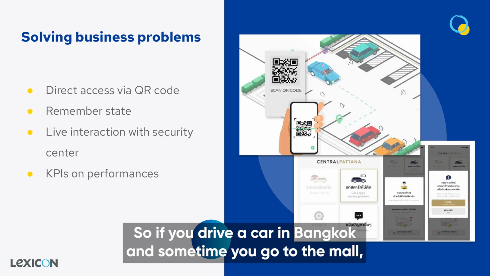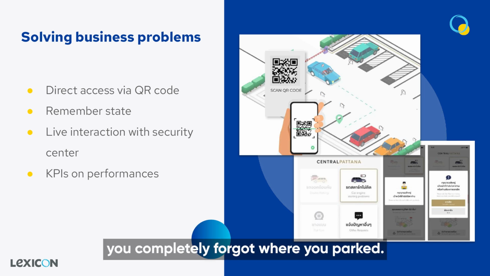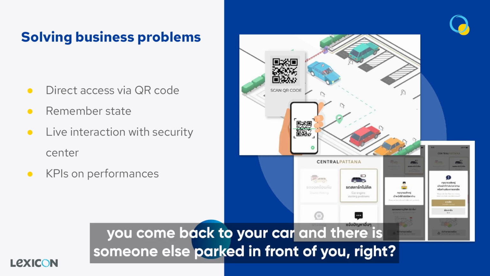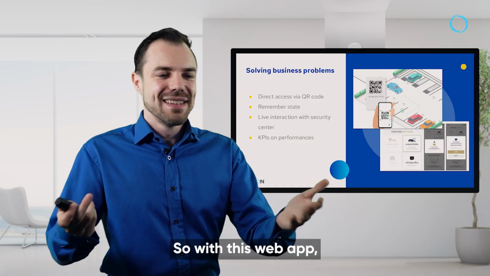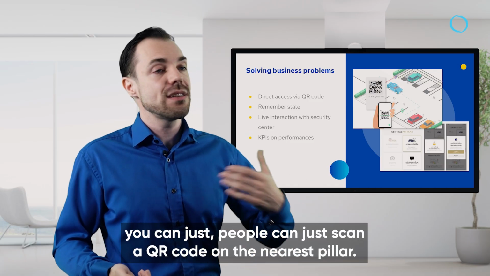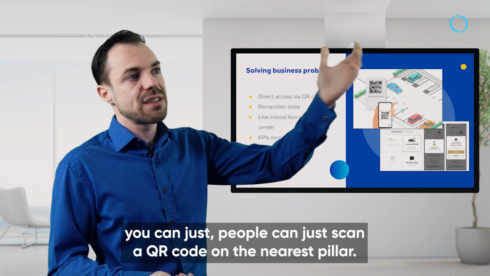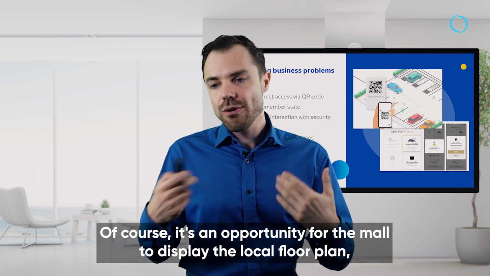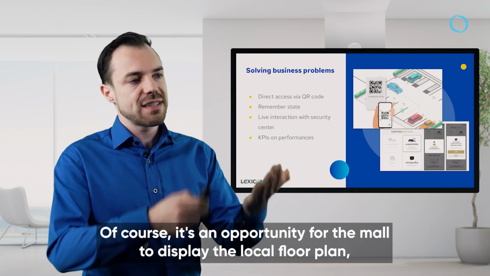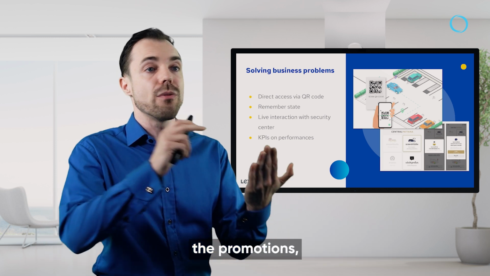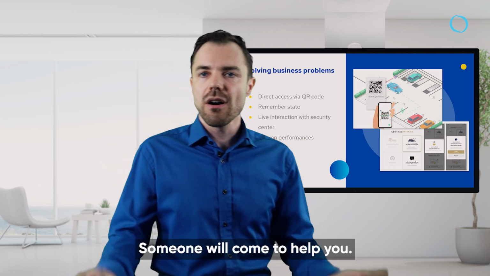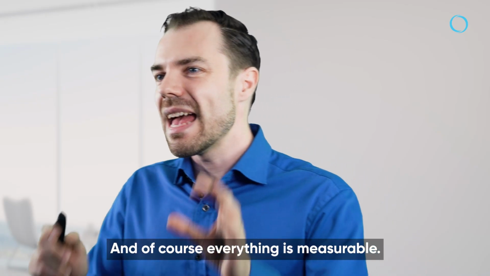All right, another example, and one of my favorites, is the Central Patana parking application that we worked on. So if you drive a car in Bangkok and sometimes you go to the mall, maybe you had this problem, you completely forgot where you parked, or even worse, you come back to your car and there is someone else parked in front of you, right? So with this web app, people can just scan a QR code on the nearest pillar when they arrive. The app will remember where they parked. Of course, it's an opportunity for the mall to display the local floor plan, the promotion. And if you have a problem with your car, you can just push a button, someone will come to help you.